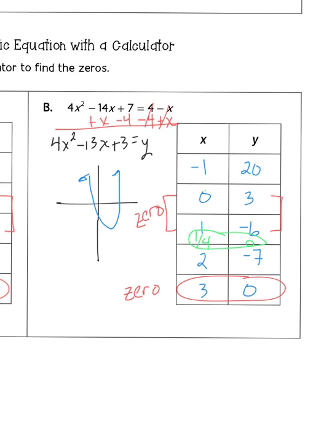So my answers are x equals 1/4 and 3. But at the most, I'm going to ask you, okay, between what two integers? And I would just expect you to say between 0 and 1, and then you found the 0 at 3.